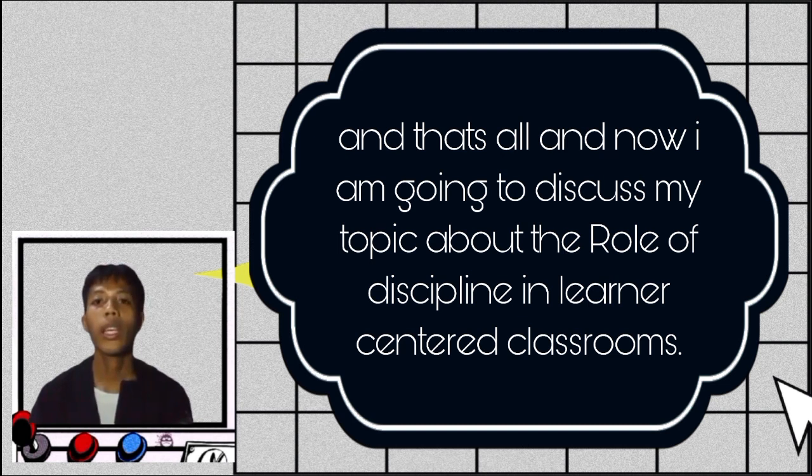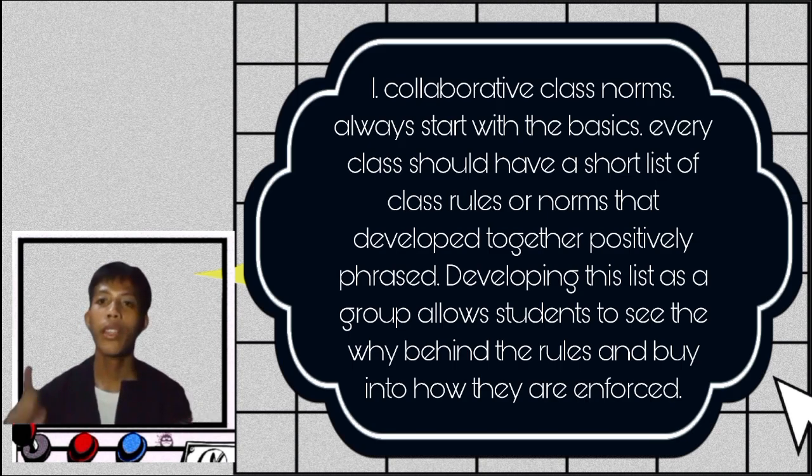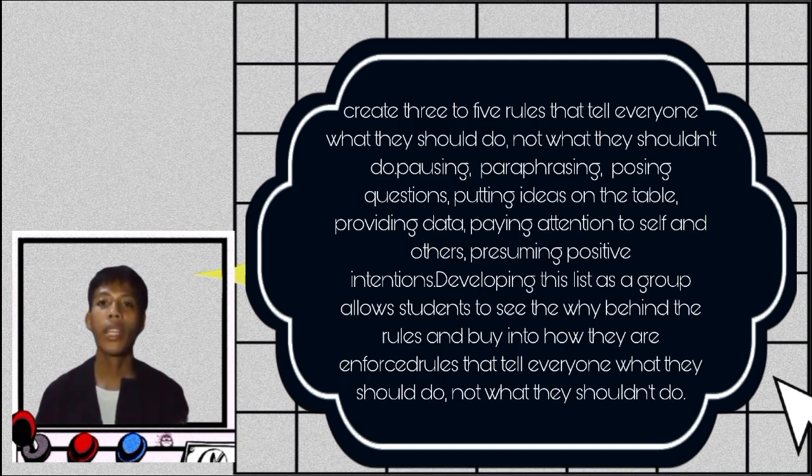And that's all. And now I am going to discuss my topic about the role of discipline in a learner-centered classroom. Number one is the collaborative classroom norms. Always start with the basics. Every class should have a short list of class rules or norms developed together, positively phrased. Developing the list as a group allows students to see the why behind the rules and buy into how they are enforced. Create 3 to 5 rules that tell everyone what they should do or what they shouldn't do.